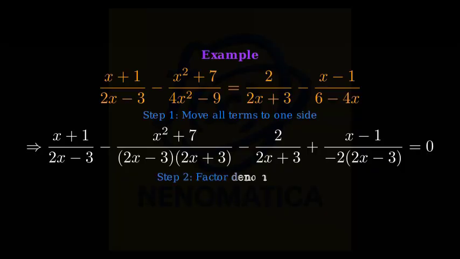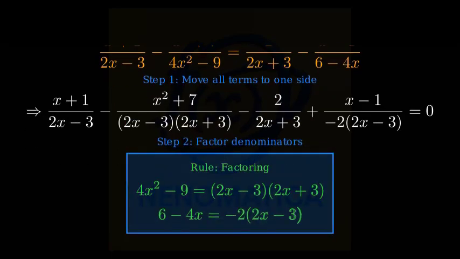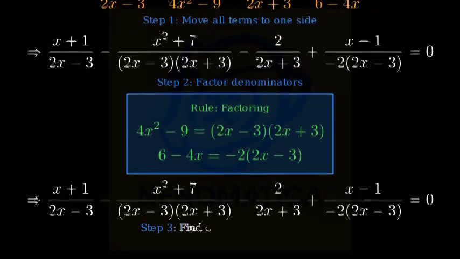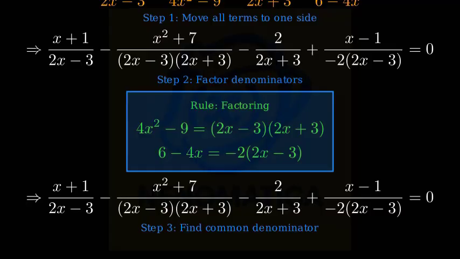For the next step, let's recognize that 4x squared minus 9 can be factored as (2x minus 3) times (2x plus 3). Also, we can rewrite 6 minus 4x as minus 2 times (2x minus 3). So our equation becomes (x plus 1) over (2x minus 3) minus (x squared plus 7) over (2x minus 3) times (2x plus 3) minus 2 over (2x plus 3) plus (x minus 1) over negative 2 times (2x minus 3) equals 0. Now, we need to find a common denominator for all these fractions.